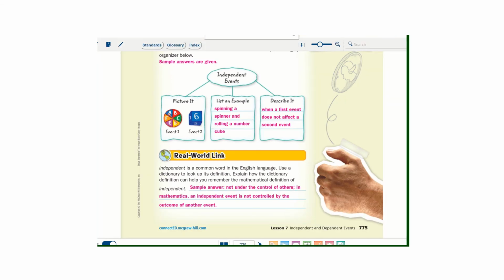Okay. These are examples that the book gave. Spinning a spinner and rolling a number cube. One does not affect the outcome of the other, when the first event doesn't affect the second. Down at the bottom, independent is a common word in the English language. The mathematical definition of independent is not under control of others.